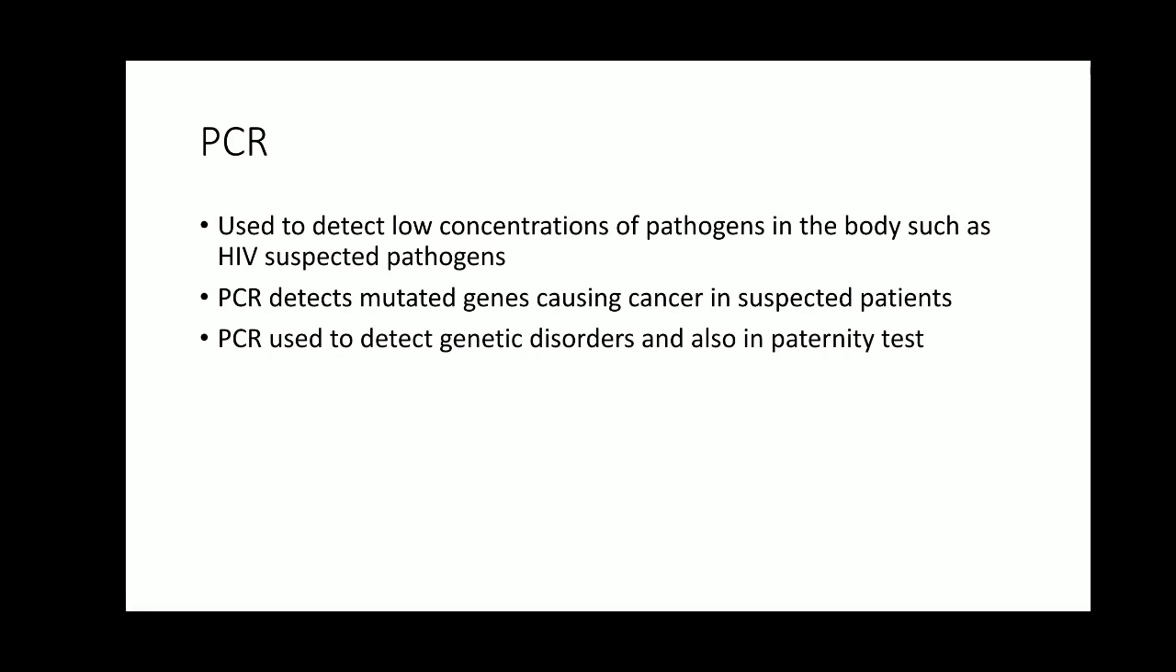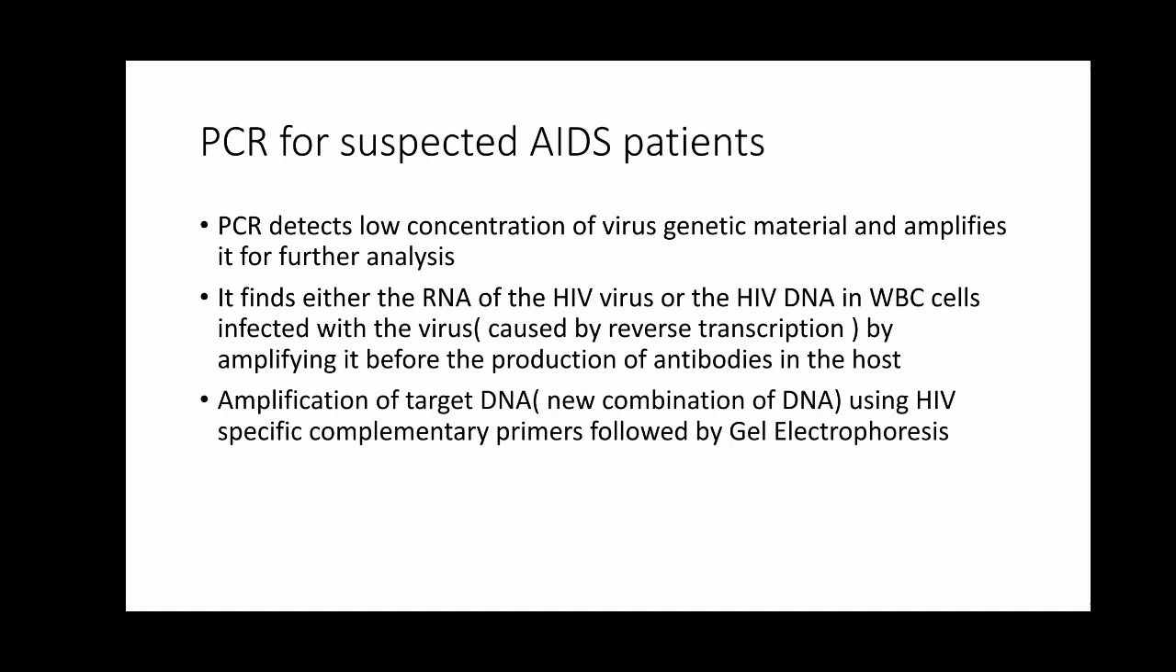Now let us see how this PCR reaction is used to detect the concentration of pathogen in HIV suspected patients, or how PCR is used to detect the mutated gene in cancer suspected patients. Let us see step by step. PCR is used for testing suspected AIDS patients. One of the important purposes of PCR is amplification of the DNA.